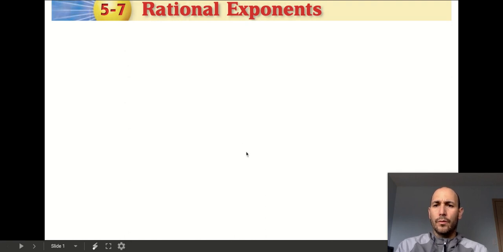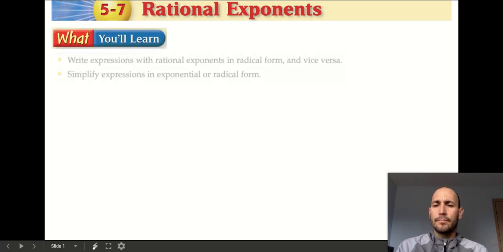All right, so we're going to be working on Chapter 5, Lesson 7, Rational Exponents. So we're going to learn about writing expressions with rational exponents in radical form and vice versa. And we're going to learn how to simplify expressions in exponential form or radical form.